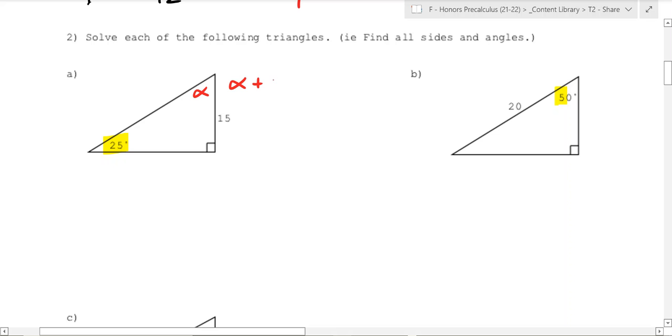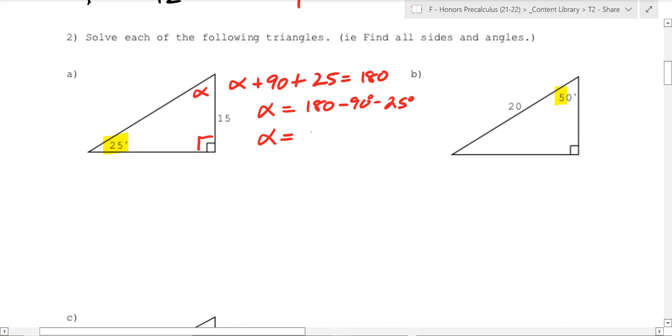90 minus 25. Yeah, so I'm just going to go back a step. It's alpha plus 90, because of the 90 right there, plus 25 is equal to? Because the interior angles of a triangle add up to 180. So alpha is going to be 180 minus 90 minus 25 degrees. So what's alpha going to be?